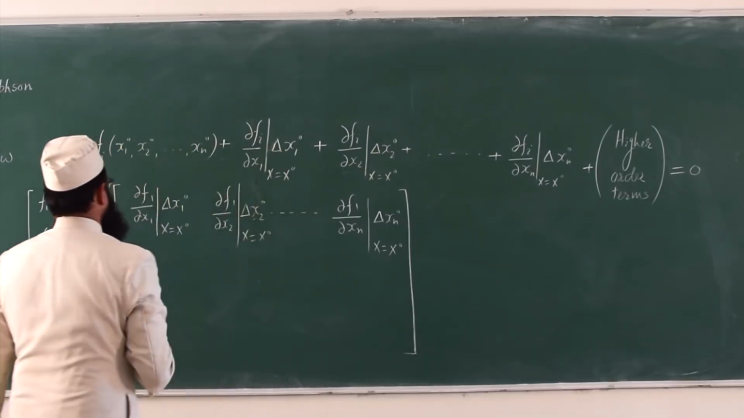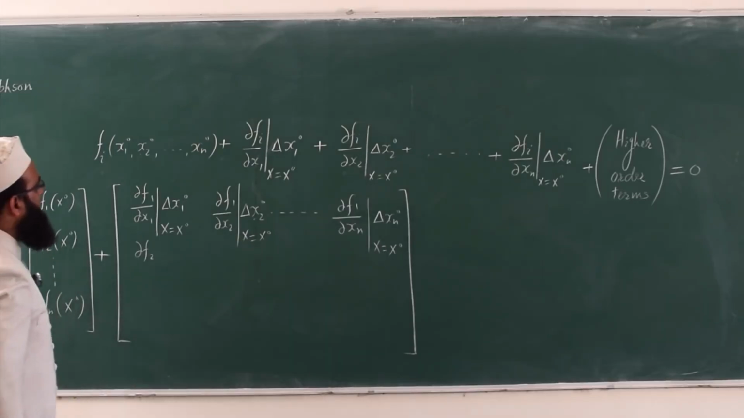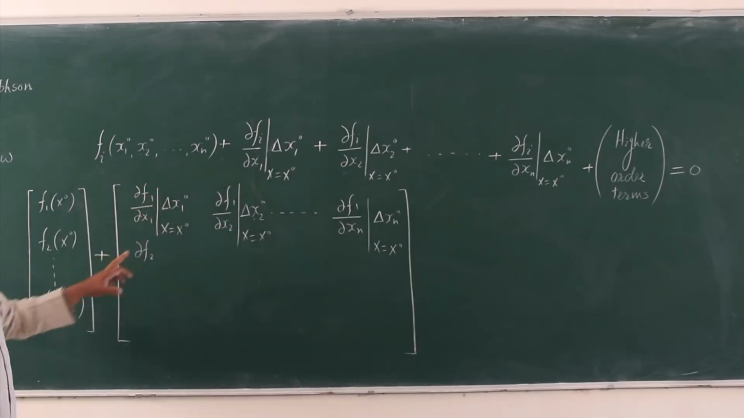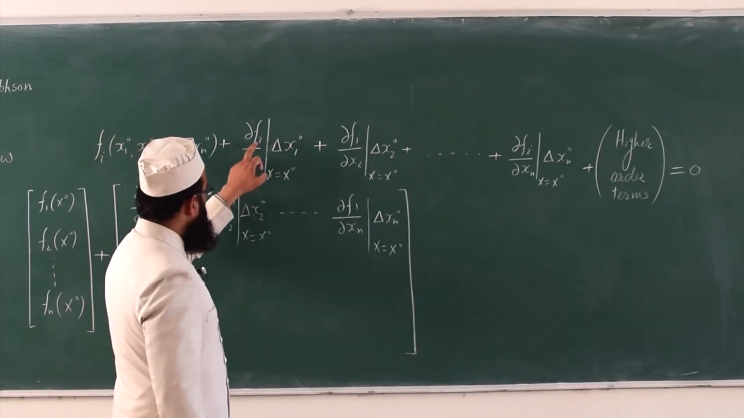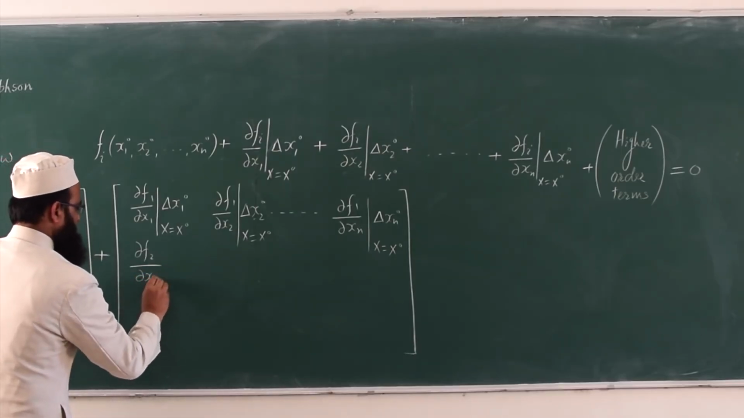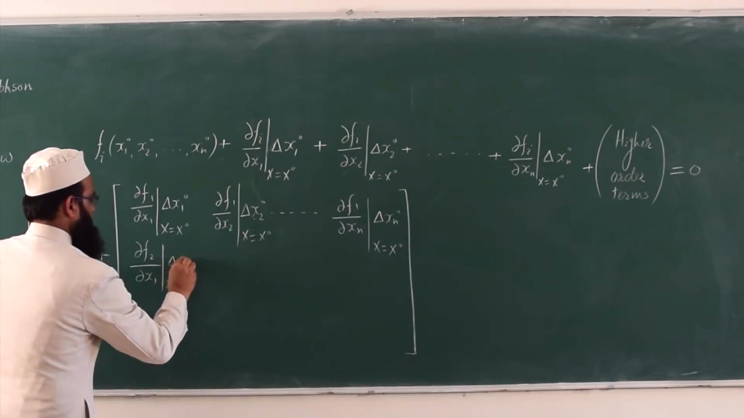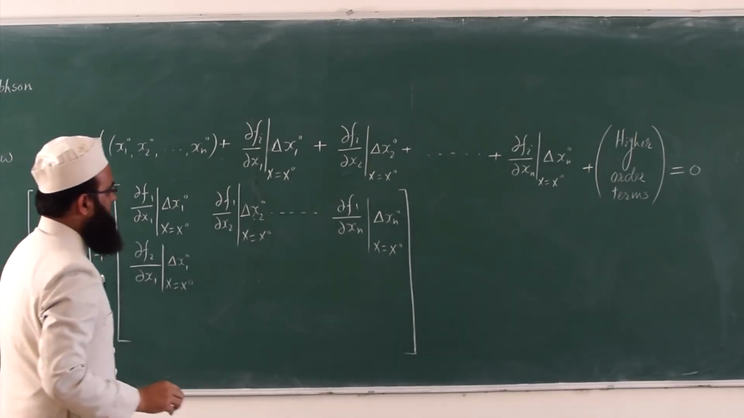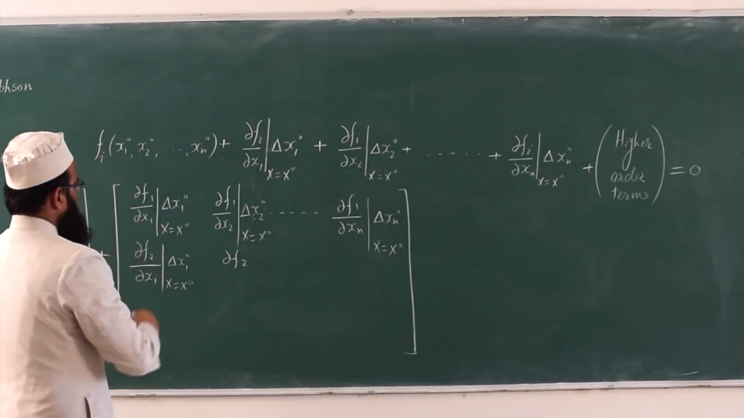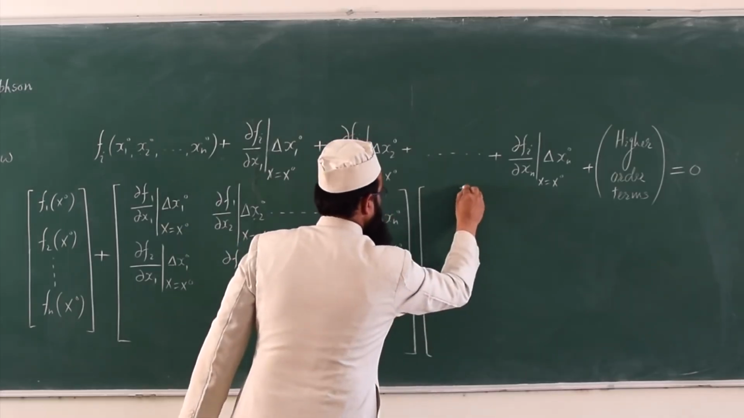That is the first row. Similarly, the second row corresponds to i equal to 2. So for i equal to 2 we have f2(x0), a plus sign, and then del f2 upon del x1 evaluated at the initial guess values times del x1 0. Better, we can multiply these del x1 values here in matrix form, we can write it here itself.